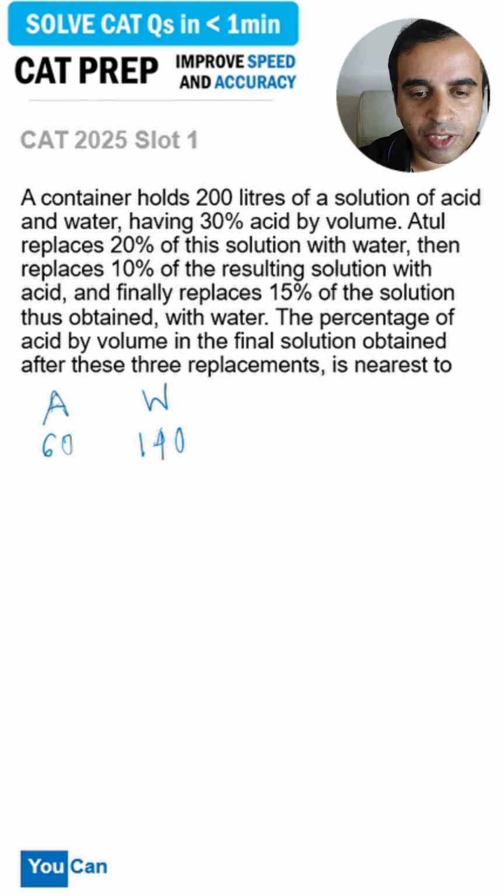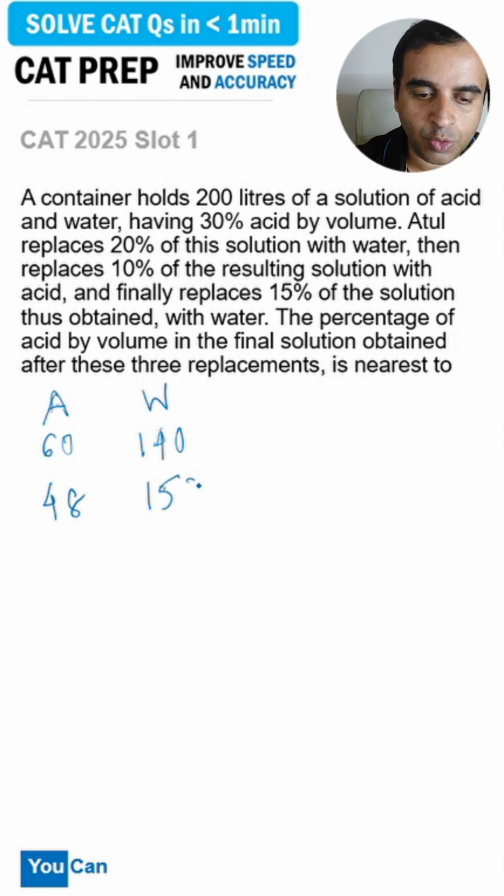In the first iteration, he's actually replacing 20% of the solution with water. The 20% is going to come through both acid as well as water. So 20% of the acid is getting replaced by water, which means 60 minus 20%, that's 12. So you're going to have 48 liters of acid remaining. The water getting replaced doesn't matter, so the remaining 12 liters will get added back here.